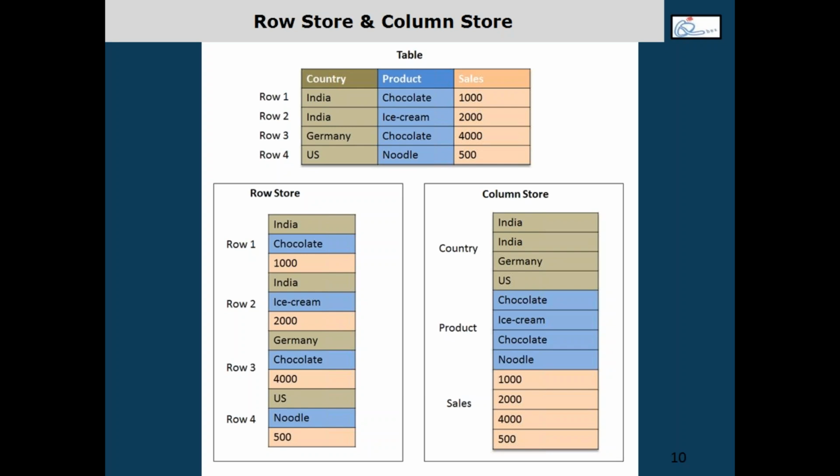Take select star from table where country is equal to US. How many records do we have relevant to US? Row number 4 is relevant to US. So there is one memory location where the entire row is sitting. Look at this: US, noodles and this value. So my query will jump to that memory location, read that row's values and give them to me.